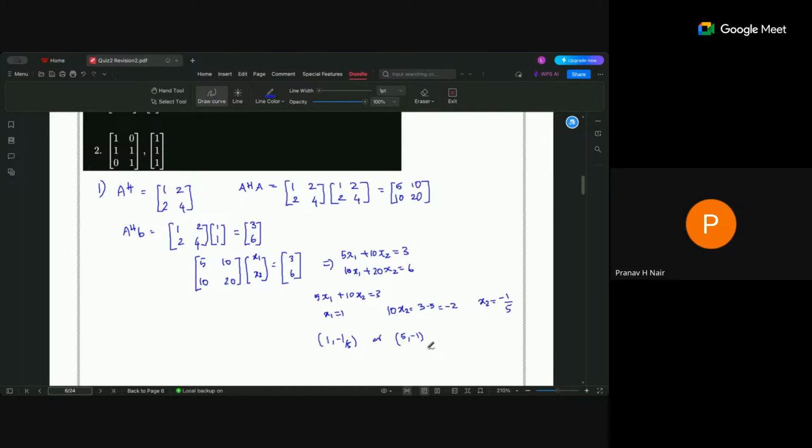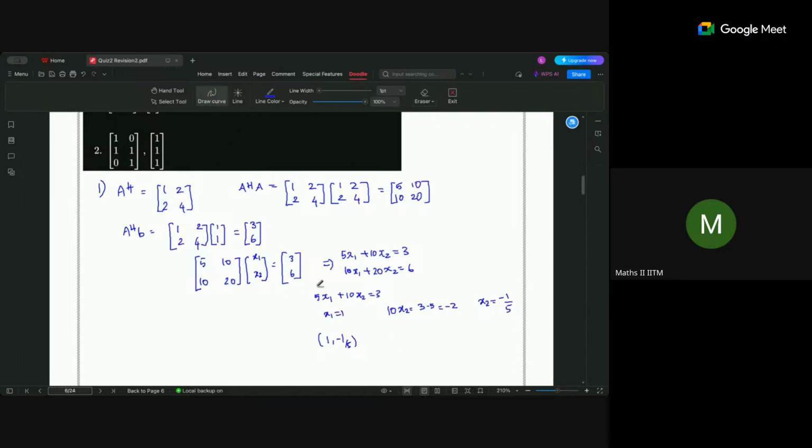Yes, ma'am. So if you are just putting 1 comma minus 1 by 5, then what happens? You are getting actually 5 minus 2, which is 3. Right? When I'm doing this multiplication, this also gets multiplied. So be careful while doing this. I made this error. So be careful while doing this.